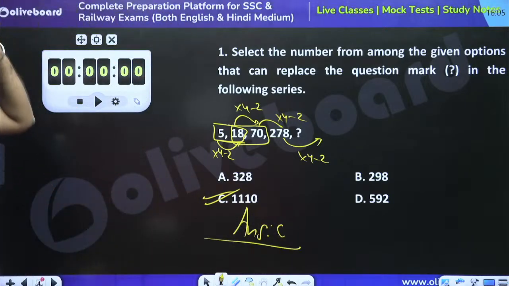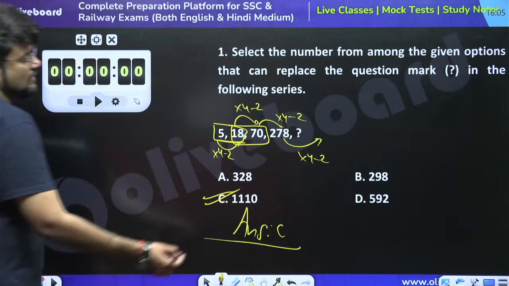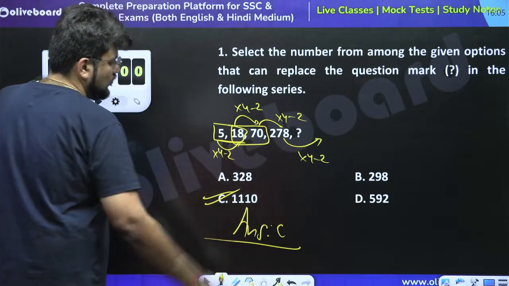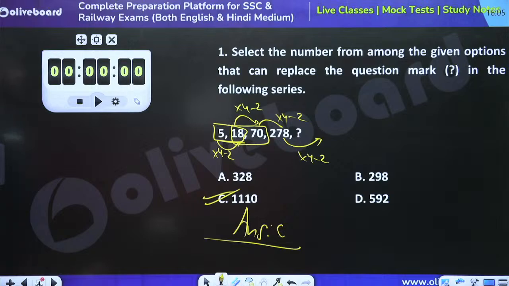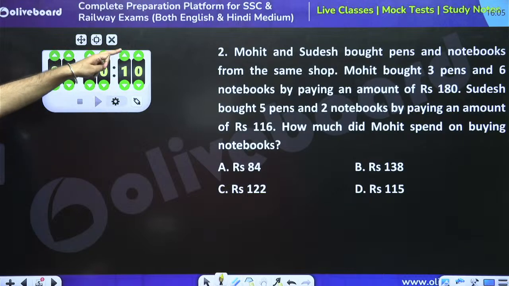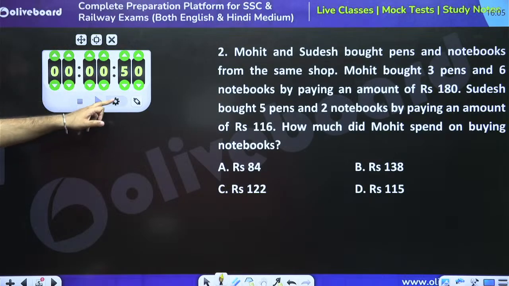Don't have to multiply unnecessarily. Also 250 plus into 4 is definitely going to be more than 1000. So it's clear that option C is the right answer. So be smart. It's not always about calculation, solving, being quick. It can also be about being smart.